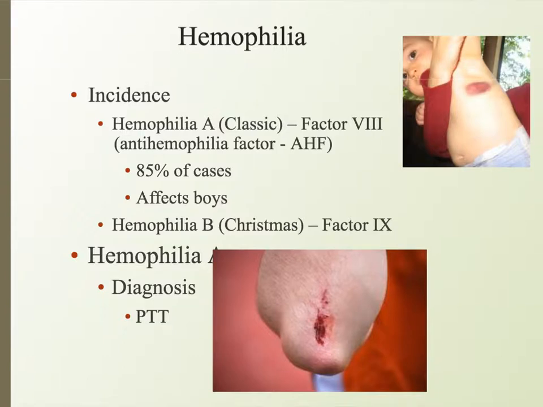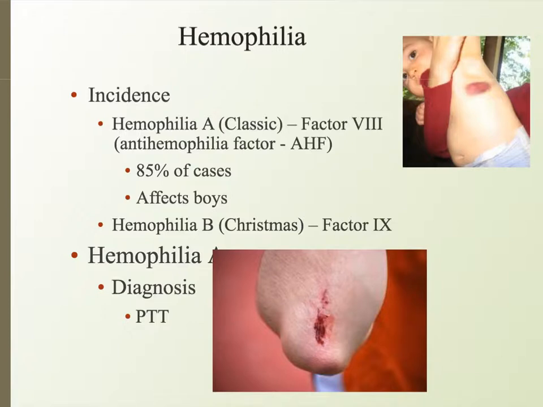We have the classic hemophilia, which we're going to basically focus on in class. And then we have hemophilia B, which is called Christmas factor. I'm not sure why it's named Christmas. Another name for Christmas is von Willebrand disease as well. Oh, no, wait. Von Willebrand disease is another type of clotting issue. Excuse me. Von Willebrand disease is a disorder that affects girls.